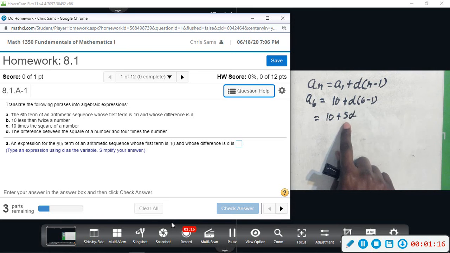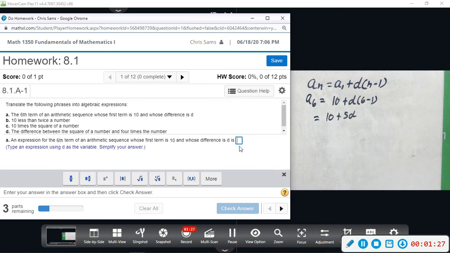Okay, so this is the expression that we would get: 10 plus 5D.